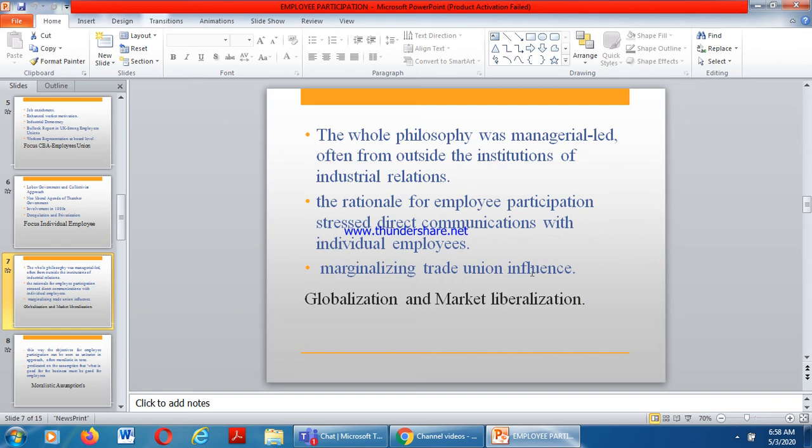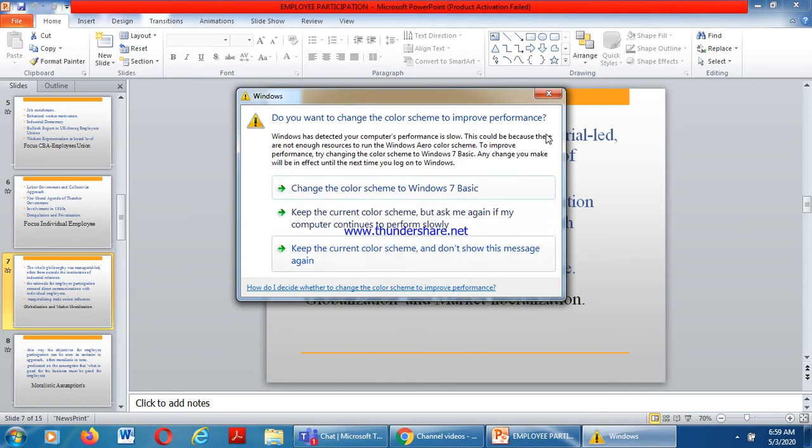Trade unions' influence was marginalized when the relation between the employees and top management bypassed the trade unions. A direct relation improved the relation between the employees and the top management.